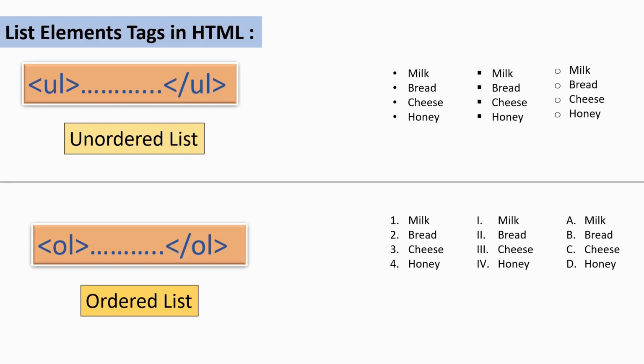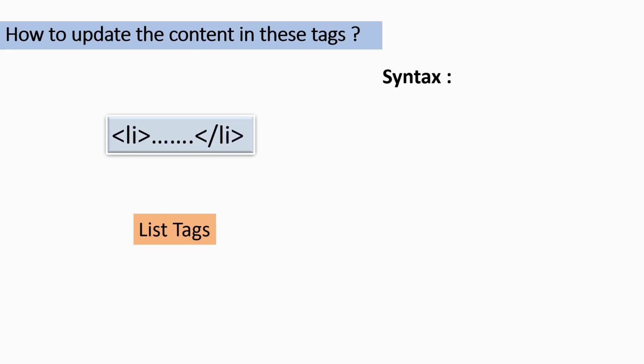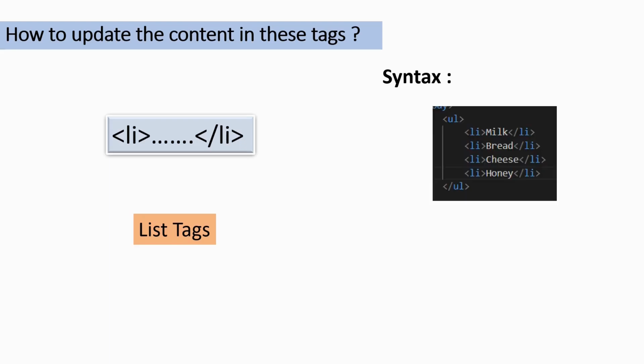Here is the structure of how they look in the HTML code. These are the elements named UL and OL, where UL means unordered list and OL means ordered list. Here is the example you can find on the right of the page. These are all unordered list elements. They don't have any specific order, whereas ordered lists are in an ordered manner like 1, 2, 3, 4 or Roman numbers or ABCD. We are going to update the content in these tags using the list elements. Here is the example for the syntax.